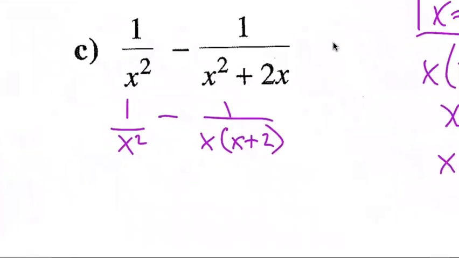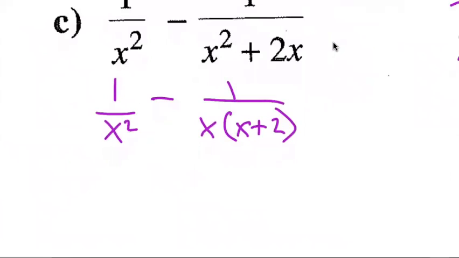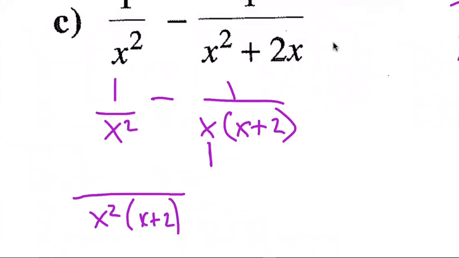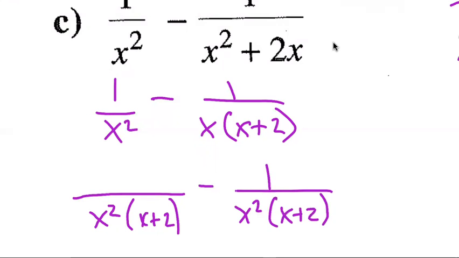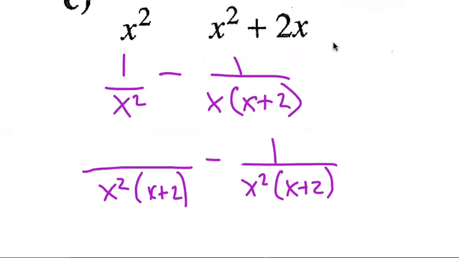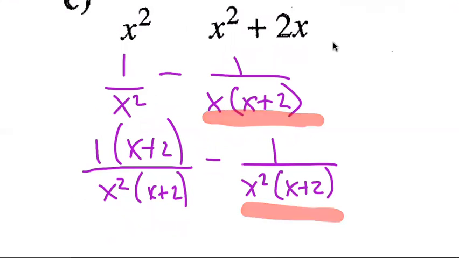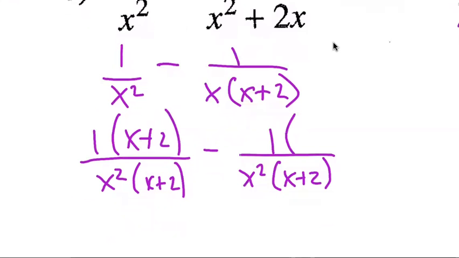Now, my common denominator is going to contain x squared and x plus 2. Remember, this x is part of x squared, so we only really need to multiply this side by x. Minus 1 over x squared, x plus 2. What do I need to multiply this by to get x squared, x plus 2? Well, that's x plus 2. 1 times x plus 2. What do I need to multiply this side here to get to x squared, x plus 2? I need to multiply by x. So this is going to be multiplied by x.